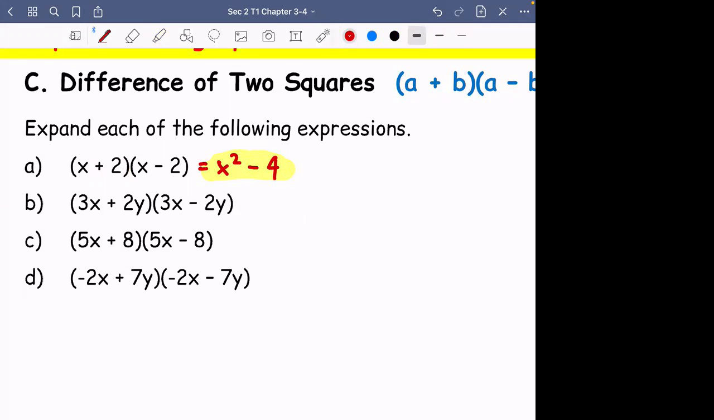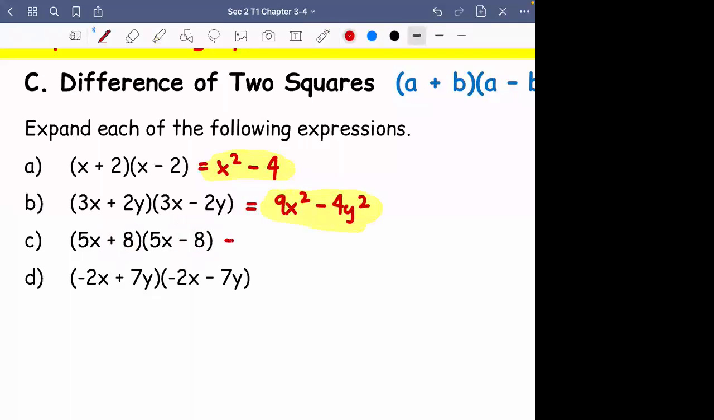Okay, how about letter B? Anyone want to help me with letter B? Okay. 9x squared. Okay, very good. And then minus 4y squared. Yeah, that's it. The answer will always be minus because you have different signs, right? Because it's always negative.